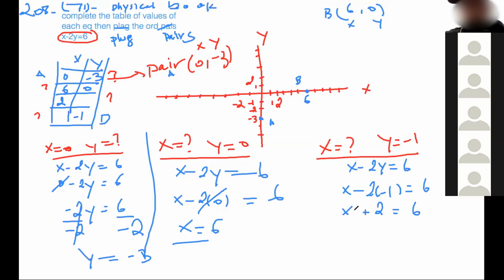We need X, so what do we do? Subtract 2, that's right. That way we can cancel this. So X is 4. That's this point. D, 4. So D is 4 and negative 1.